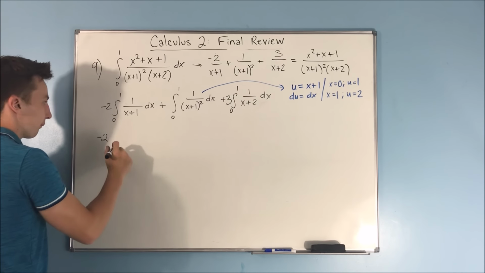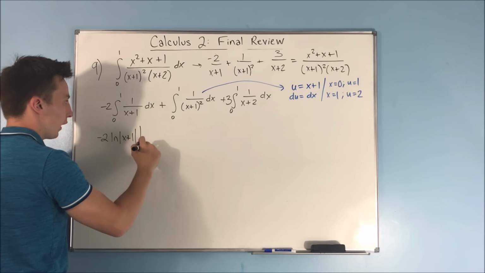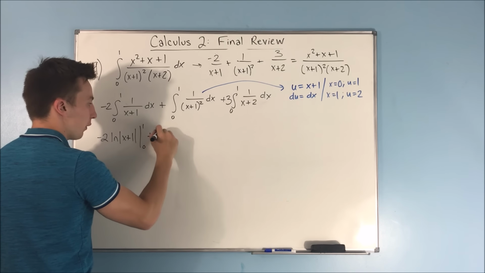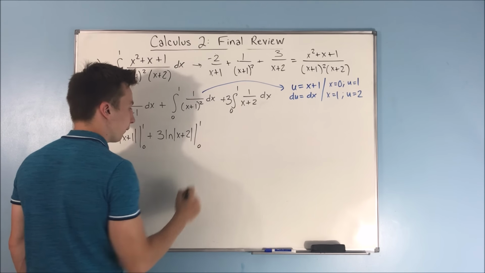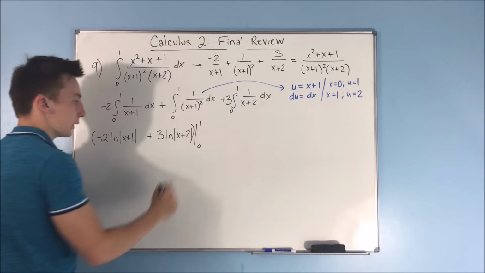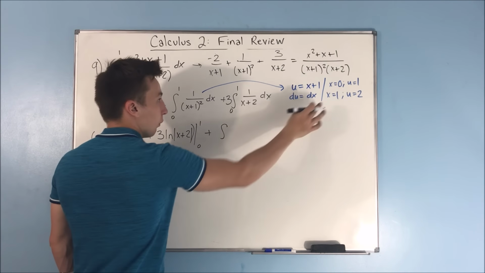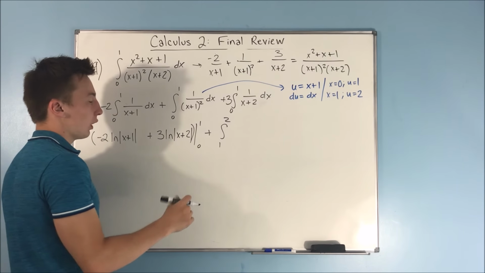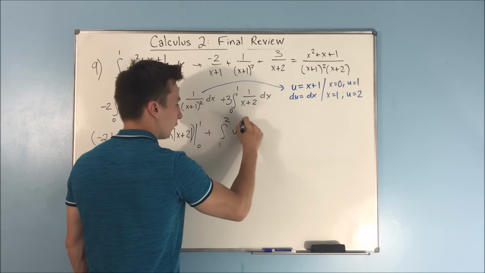We have negative 2. This will be times natural log of absolute value of x plus 1 evaluated from 0 to 1. We'll have, I'll write this integral next, plus 3 natural log of x plus 2 evaluated from 0 to 1, okay, which means that we can just erase this evaluation and evaluate this whole thing from 0 to 1. Okay, we can do that. And then we're going to add this integral here, the integral from now 1 to 2 of, this is a negative, or sorry, it's going to be a 1 over u squared, which is a u to the negative 2 du.